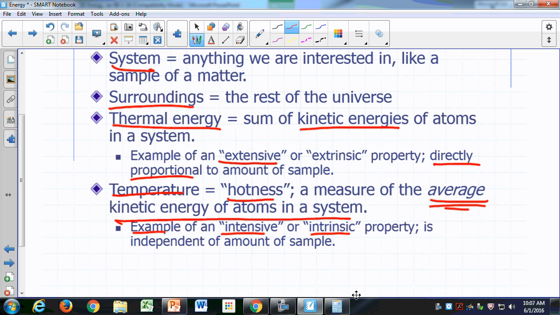Anytime you average something out, since you're always going to divide by the total number of atoms when you take the average, then what comes out is not going to depend on how much you have, because you're always going to divide by the total amount. So temperature is an example of an intensive property.